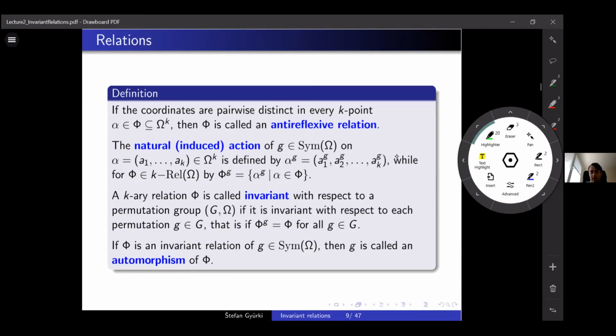And on the other hand, I can ask what are the elements of the full symmetry group on the omega which are preserving a concrete relation phi. And these permutations are called automorphisms of a concrete relation. You probably know this from binary relations because you can imagine a binary relation as a graph or digraph. And exactly when we are looking for the full group of automorphisms of a graph, we are looking for all permutations which preserve the binary relation defined by the concrete graph.